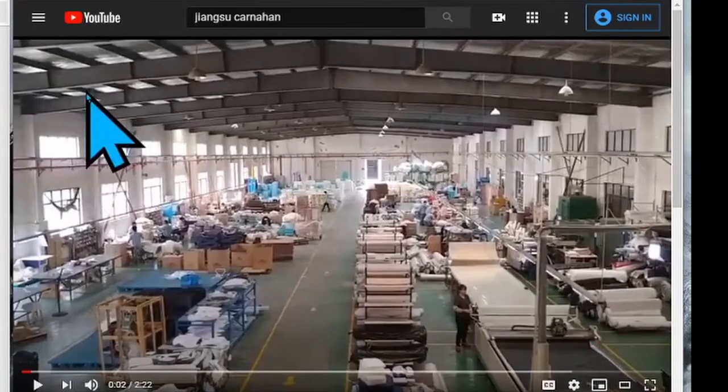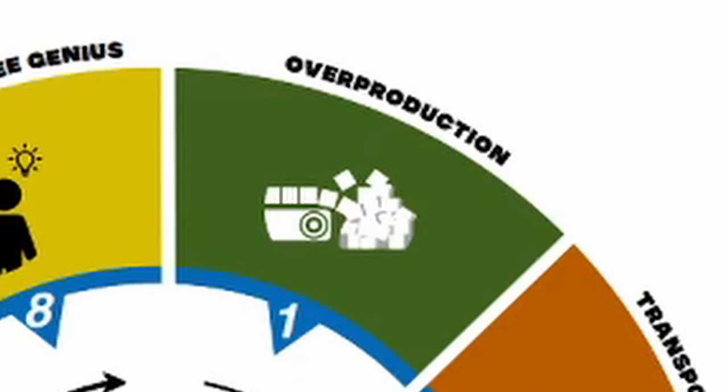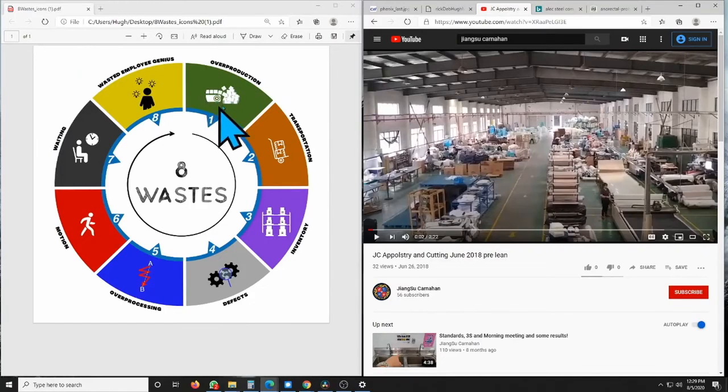Everything in this building right here has already been sold. Overproduction does not mean the customer ordered 50 and you made 150. That is a form of it, but it means that process A made it before process B could handle it. I'm going to use the 8-way story to go over everything here really quickly.